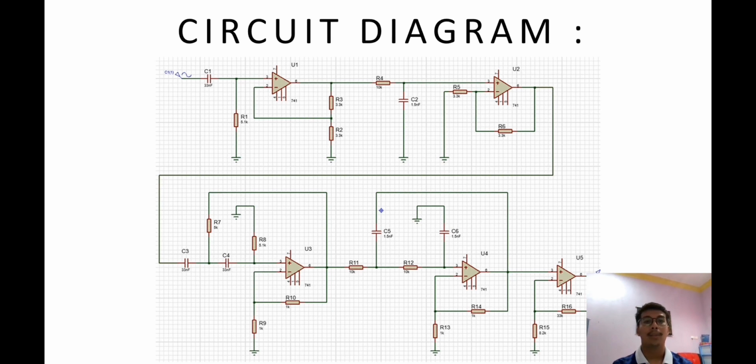Assalamualaikum. I will present my part, which is the circuit diagram. As we can see, we use 5 amplifiers, which are 741 amplifiers. We have 6 capacitors and 16 various values of resistors that we use in this part. This is our circuit diagram, which we constructed in Proteus 8.